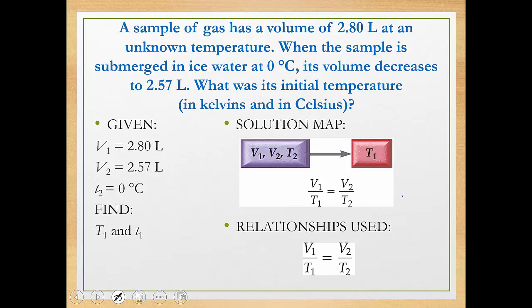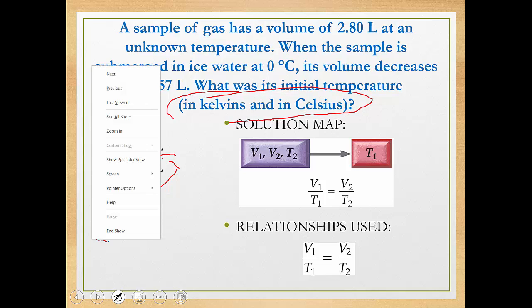Here's another example. Again, not going to work through it, but they give you a case where you had a sample of gas that was at 2.80 liters at some unknown temperature. We don't know what the temperature was. And then we take it and we submerge it in ice water at 0 degrees Celsius, and the volume decreases to 2.57 liters. What is the initial temperature? What temperature did we start at? Now, I'd also want you to find it first in kelvins and then convert to Celsius.